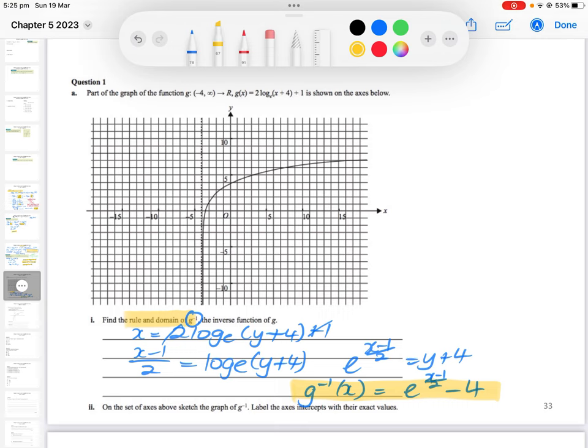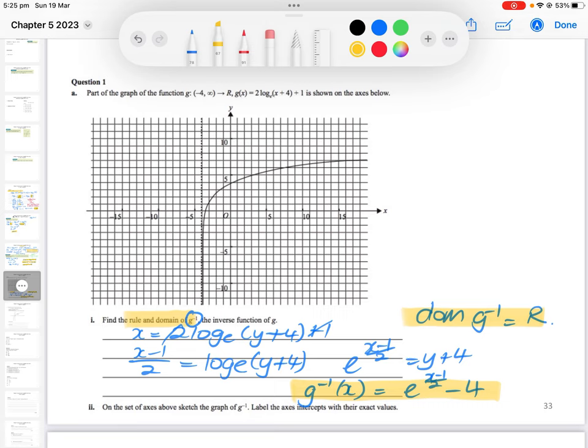Have I finished? No, I have not, because what do I want to find? The domain. The domain of the inverse is the range of the original. So the range of the original function was all the numbers. So that's going to be R.